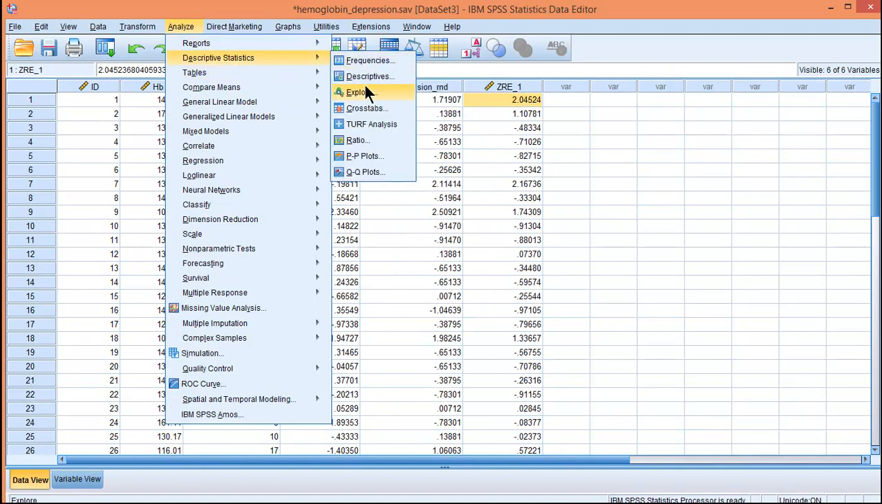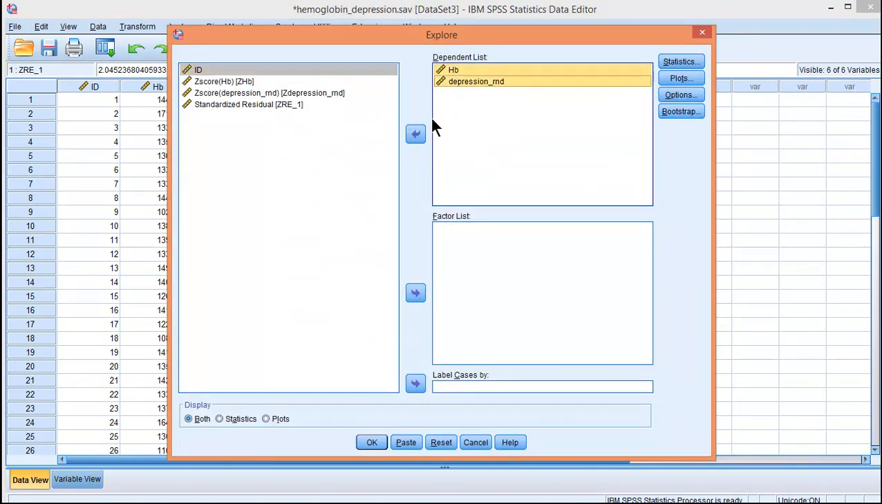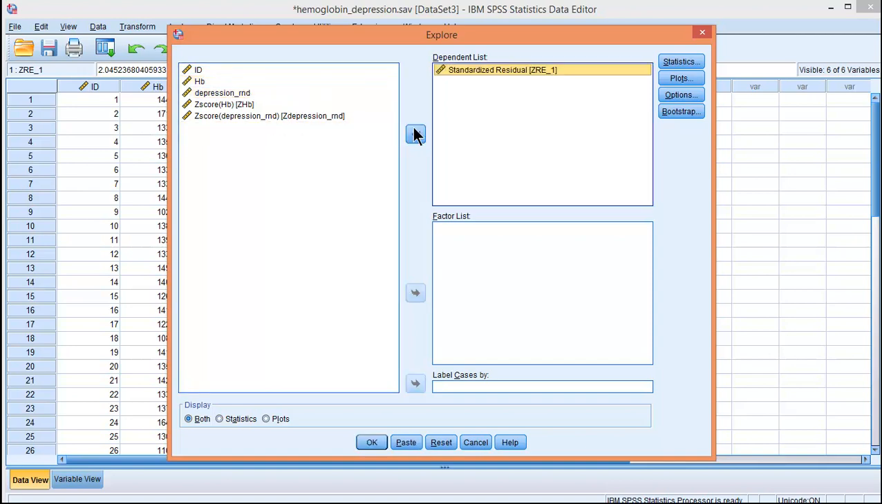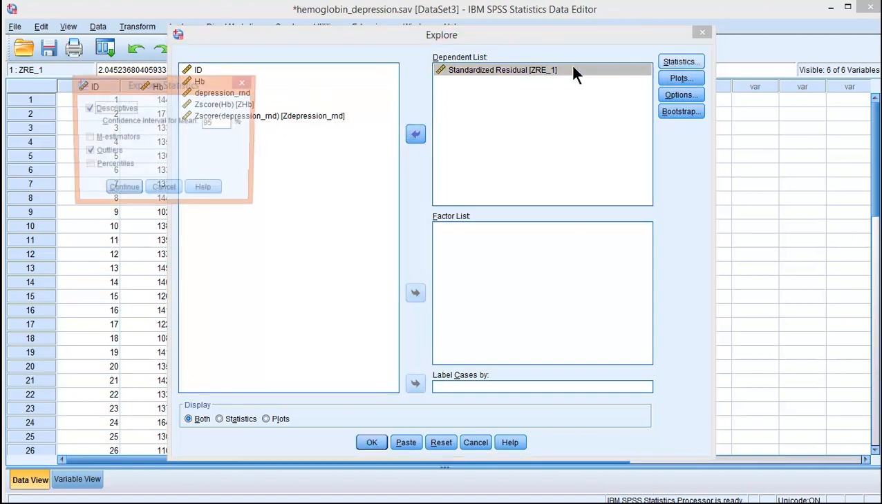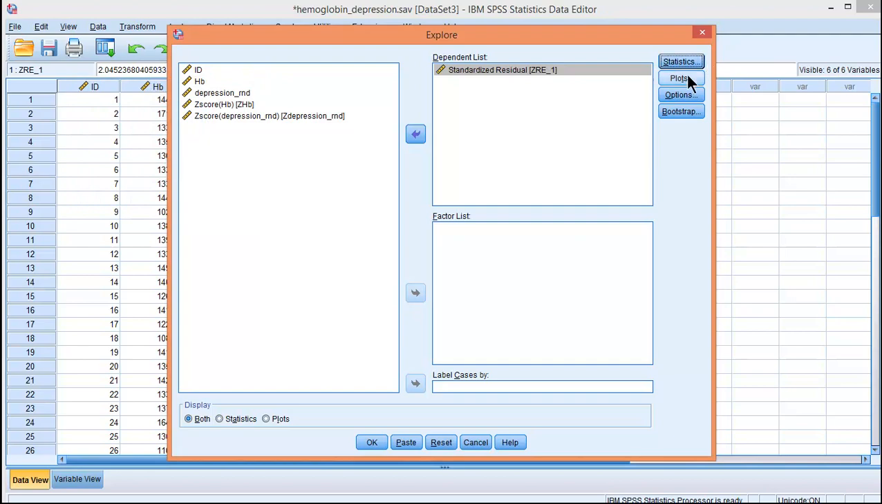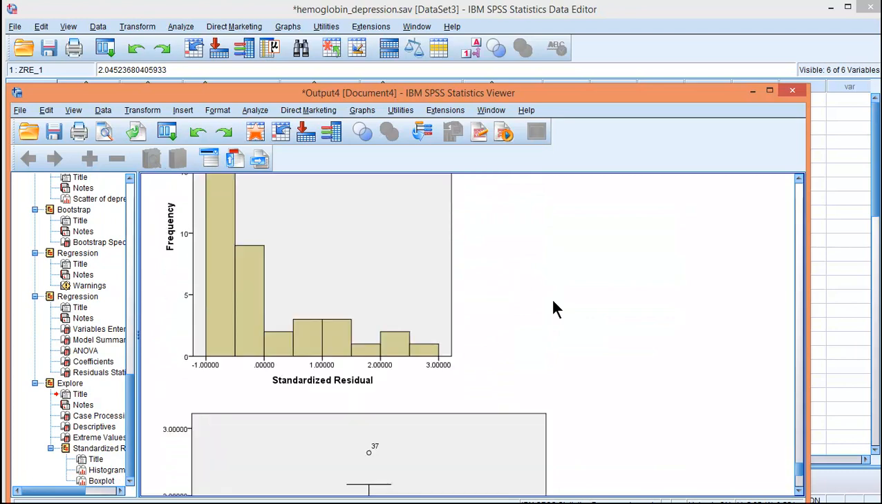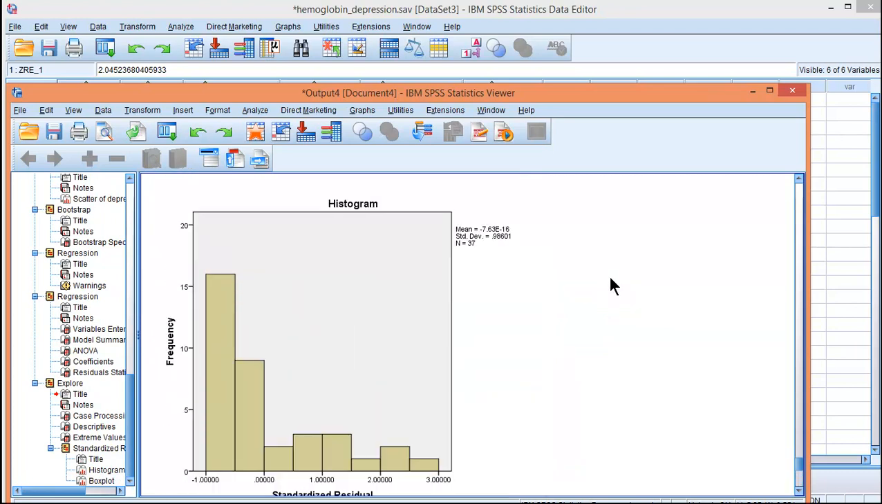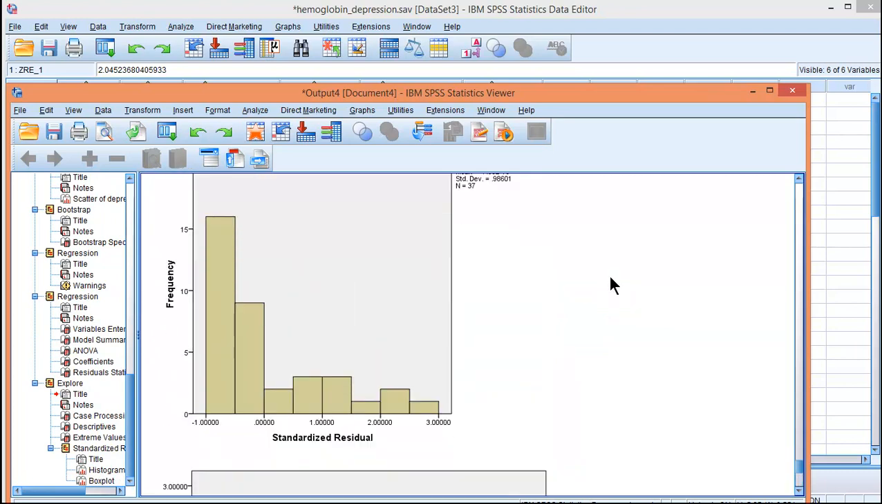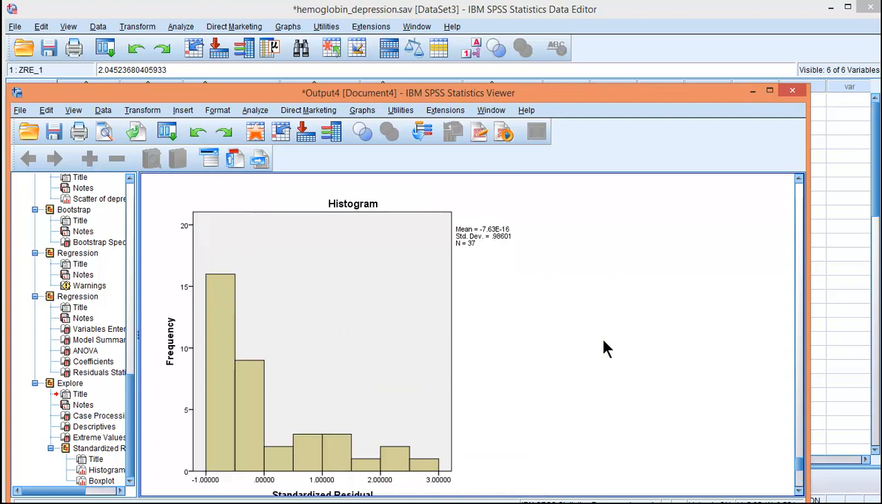So descriptives, explore, residuals, and I've already done this, so it should be all selected. Yep, histogram, yep. Okay, so let's see what the histogram looks like, and let's see if it picks up any outliers. It's not the most beautiful residual, is it? These are obviously non-normally distributed.